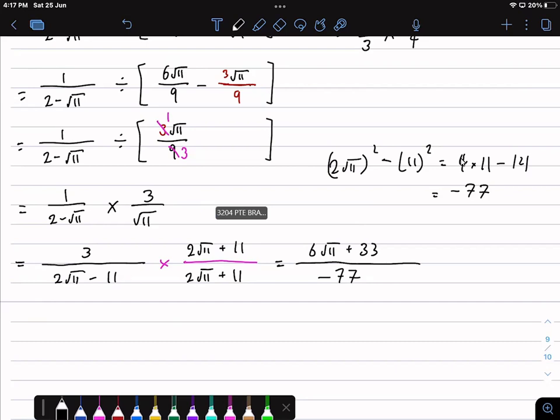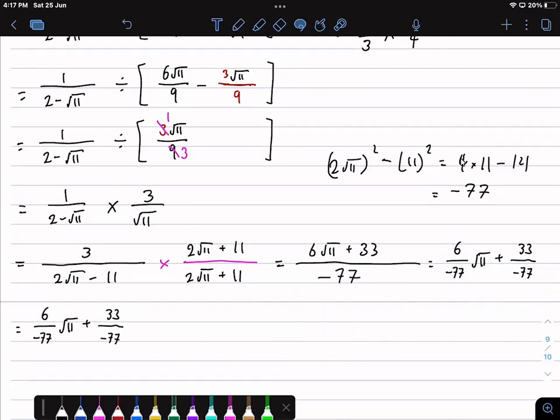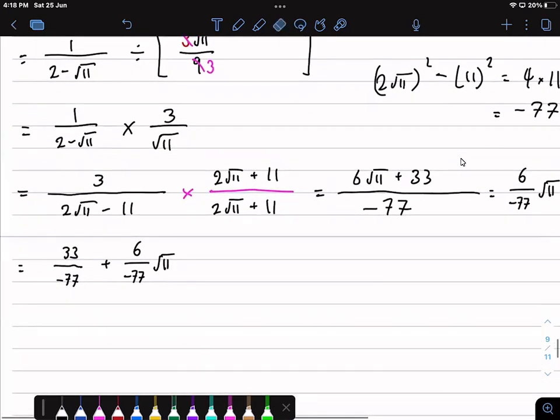Can? Yep. Okay, good. Then we can split it up. So you get 6 over negative 77 times square root 11 plus 33 over negative 77. I'll just swap them around now. So I will get this guy. Then 33 over 77, I can cancel off 11. So I'll be left with 3 over 7. Oh, so therefore A is negative 3 over 7. B is equals to negative 6 over 77.